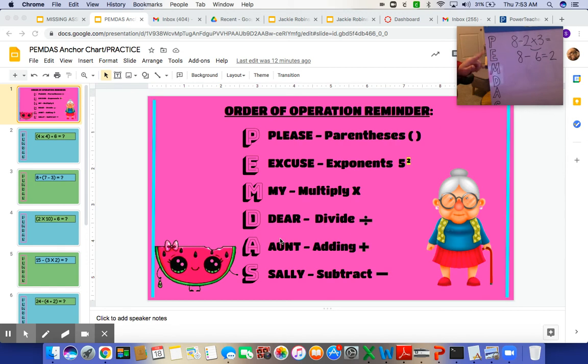Remember, you're always going to follow this. Please excuse my dear Aunt Sally to help you know which operations you should do first. And when I'm talking about operations, I'm talking about adding, subtracting, multiplying, or dividing.